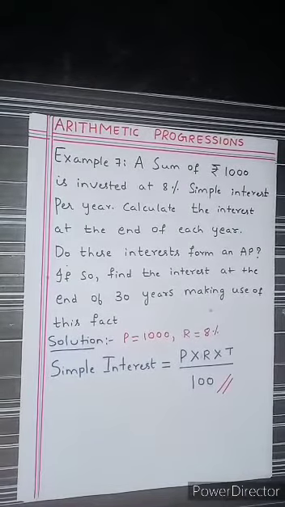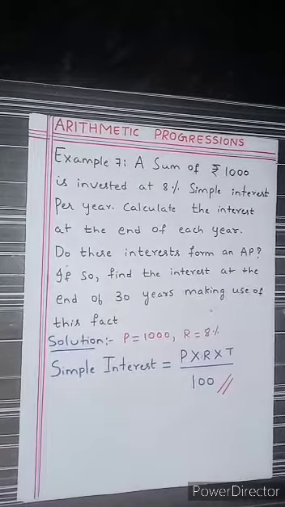Before watching this video, please make sure that you have watched part 1 to part 2 video on nth term examples of AP. So here is the 7th example and let me read the question. A sum of rupees 1000 is invested at 8% simple interest per year. Calculate the interest at the end of each year. Do this interest form an AP? If so, find the interest at the end of 30 years making use of this fact.